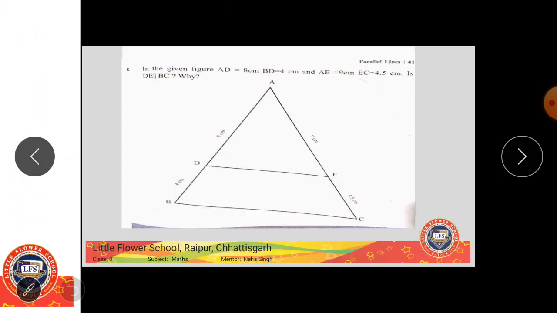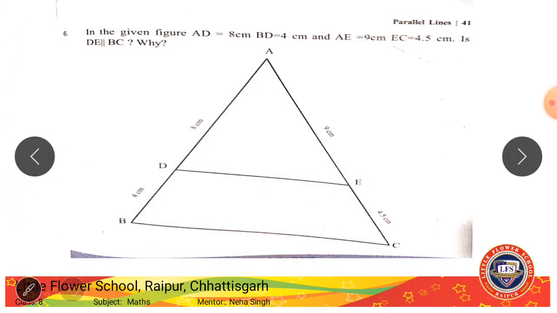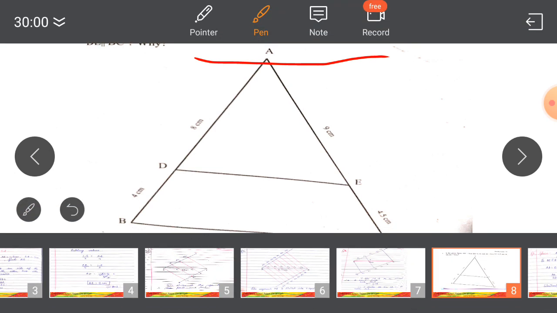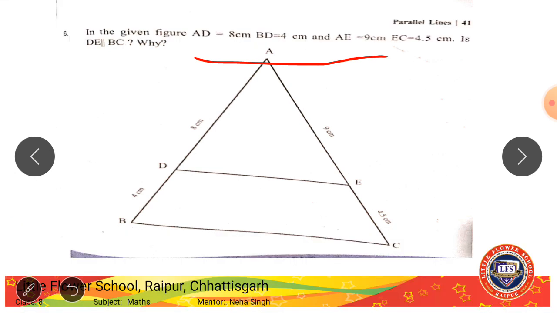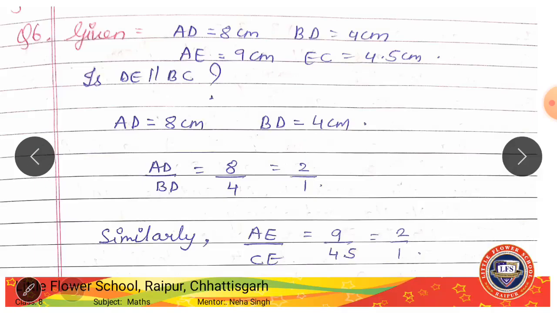Moving on to the last question of this chapter. This will be solved like the first question. In the given figure, AD, BD, AE, EC, all 4 values are given. You need to find whether the 2 lines DE and BC, this line and this line, are parallel. Let us see. This is the vice versa of question 1, right? In this, all 4 values are given and you need to show DE is parallel to BC.